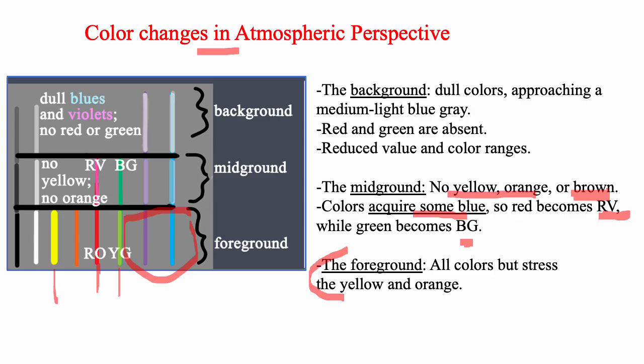Now, in the distance, we lose the red and green, and colors become blue or violet, approaching a medium light blue-gray. And it's very important that you have both a reduced value range as well as a reduced color range.